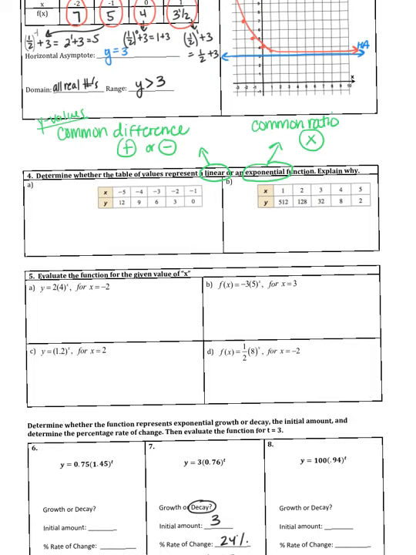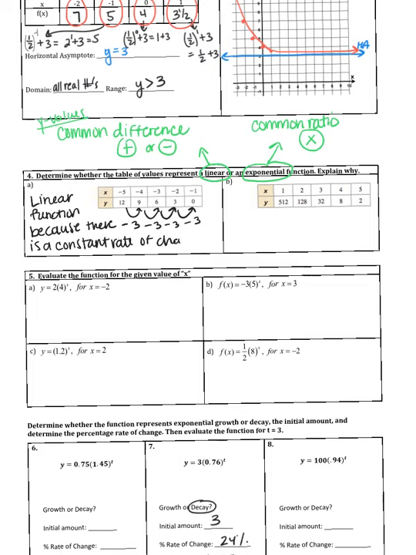So let's check out our first problem. To get from 12 to 9, 9 to 6, 6 to 3, 3 to 0, we're subtracting 3 each time. So this table represents a linear function because there's a constant rate of change, which is the same as a common difference.